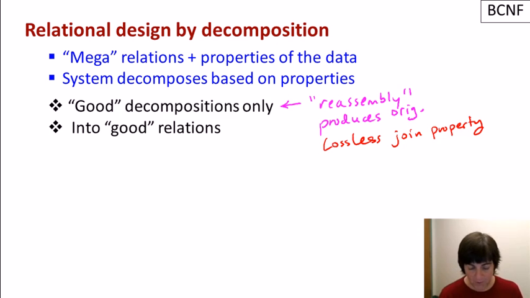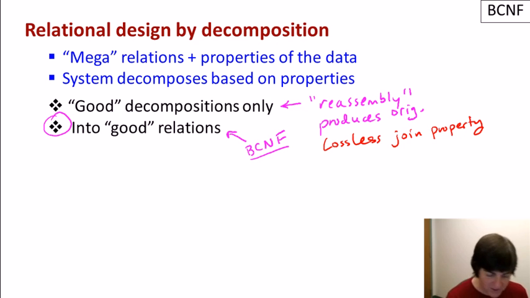But the second thing that we want is not only that we have a good decomposition, but that the relations that we decompose into are good relations. And those relations are going to be the ones that are in Boyce-Codd normal form. So let me first define formally Boyce-Codd normal form, and then we'll go back to figure out an algorithm for automatically decomposing relations using good decompositions into decomposed relations that are in Boyce-Codd normal form.